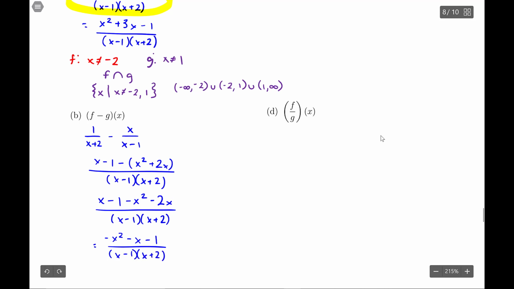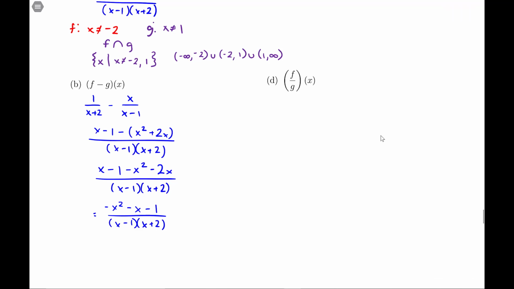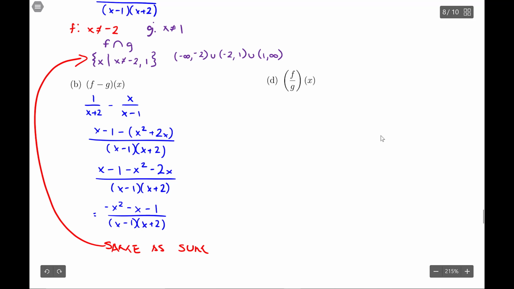And with this one, the difference, just like with the sum, our domain will remain exactly the same, because if you look back at our notes, the domain of the sum is the intersection of the domains of the two individual components. The same thing happens with the difference. So our domain is, for the sake of time, same as the sum, and it's this right here.